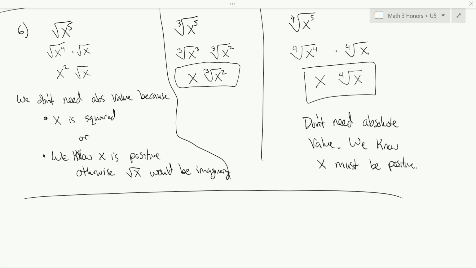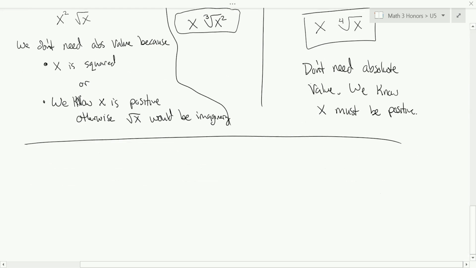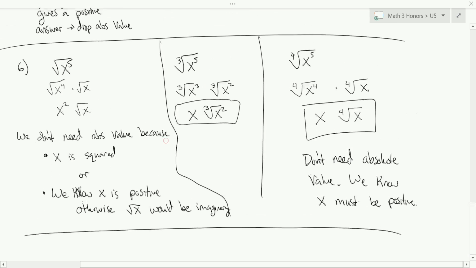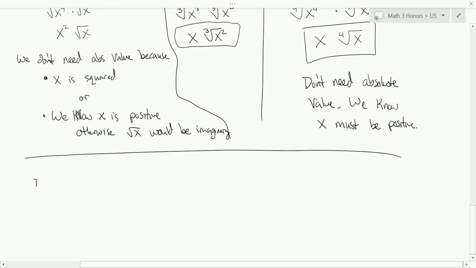Okay, so I'm going to throw more at you here. So let's try the square root of x to the 6th, y to the 7th, z to the 8th, versus the cube root and the fourth root.